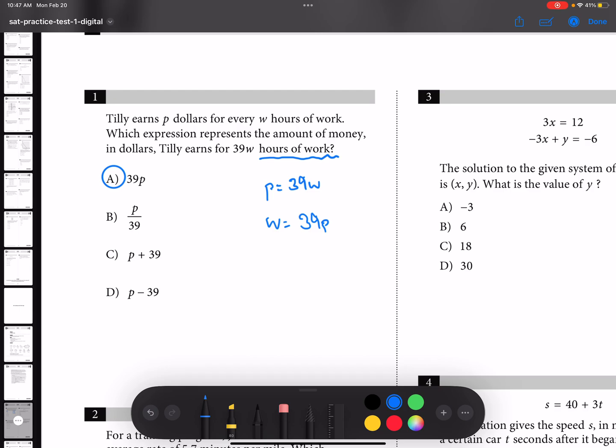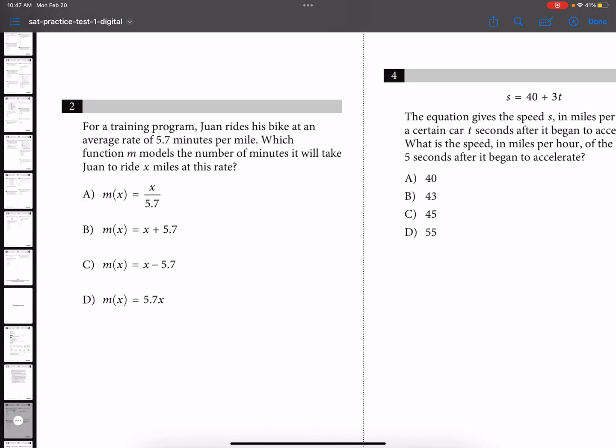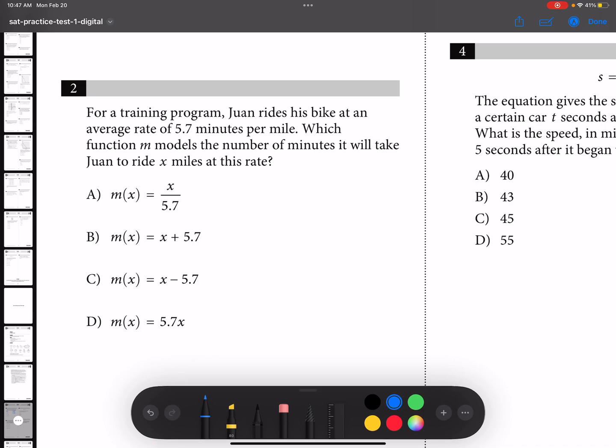Okay, next question. For a training program, Juan rides his bike at an average rate of 5.7 minutes per mile. Which function M models the number of minutes it will take Juan to ride X miles at this rate? So he rides his bike at an average of 5.7 minutes per mile. Or instead of M, I'll put X. Which function models the number of minutes it will take Juan to ride his bike? That would be D, because it's just 5.7 per mile. You're multiplying it.